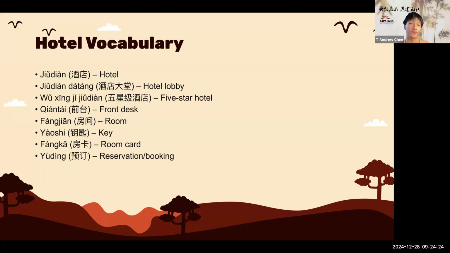酒店。 酒店。 Okay, very good. That means hotel. So when you're taking the tourists, you can say 这是酒店. This is the hotel when you get to the hotel.